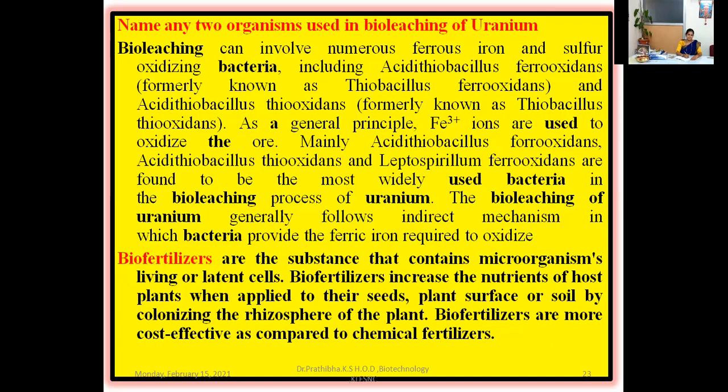The other one is Acidithiobacillus thiooxidans, formerly known as Thiobacillus thiooxidans. As a general principle, ferrous ions are used to oxidize the ore. Okay, mainly Acidithiobacillus ferrooxidans, Acidithiobacillus thiooxidans and Leptospirillum ferrooxidans are found to be the most widely used bacteria in the bioleaching process of uranium.